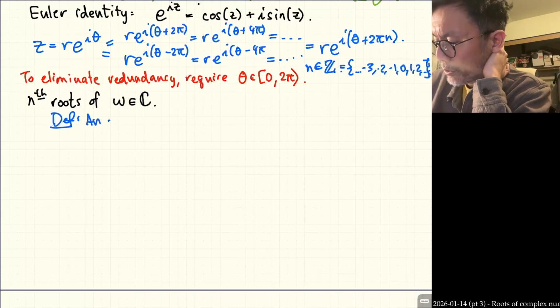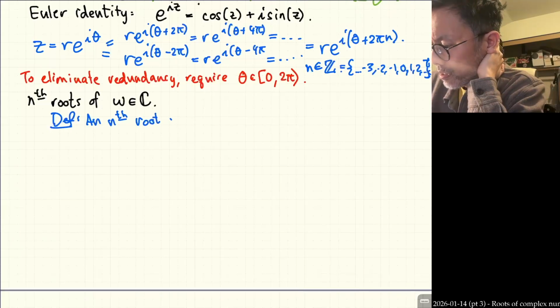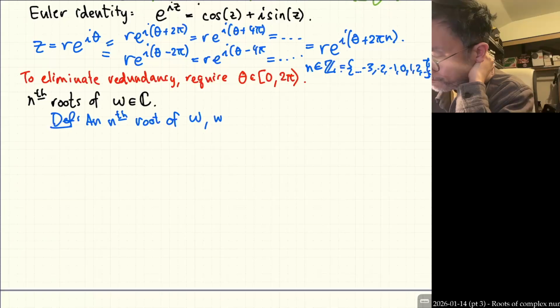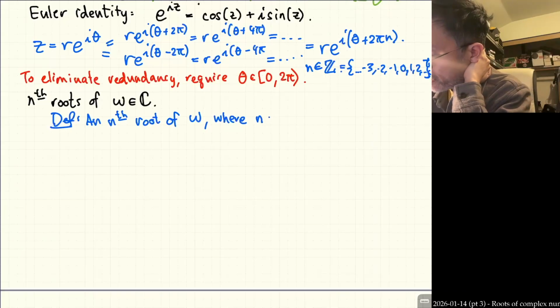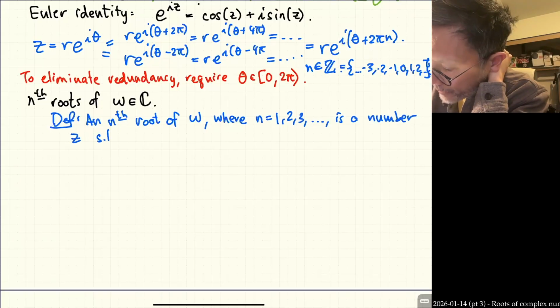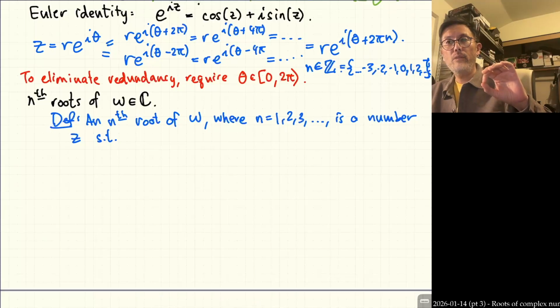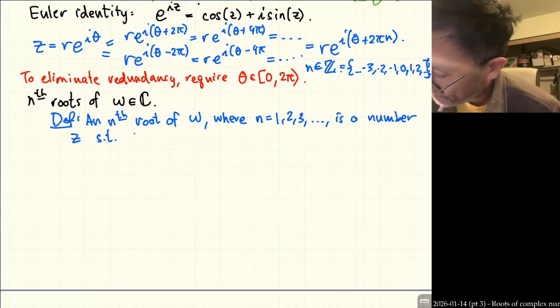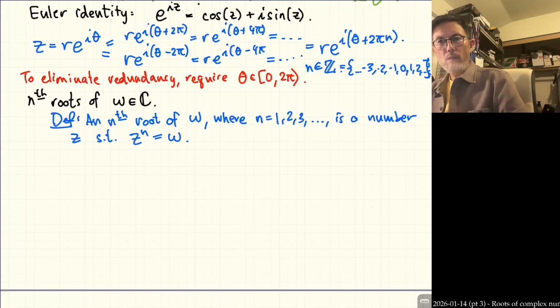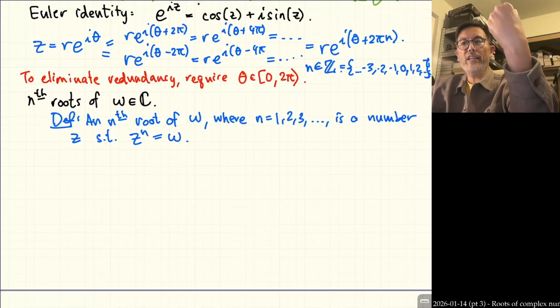An nth root of W, where n is a natural number, not zero, so 1, 2, 3, etc., is a number Z such that Z to the n is equal to W. In other words, it's a number which when you raise it to the nth power, you get W.